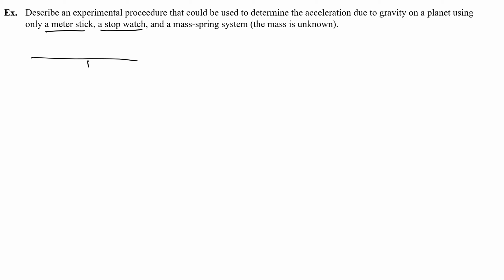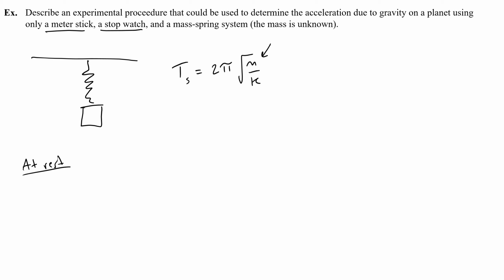So if I set up a vertical mass spring system just like this, and I use the period of the spring is going to be 2 pi square root of m over k. I can see right away I don't know what the mass m is, so I'm going to have to somehow get rid of this inside of my period equation. So to do that, I'm going to take advantage of the fact that at rest, like before, I know that k times whatever the distance that it's stretched, I'm going to call it y, because it's vertical and it's going to stretch down, is equal to mg. And I can measure this y with a meter stick.